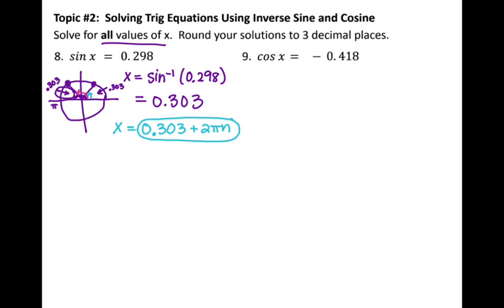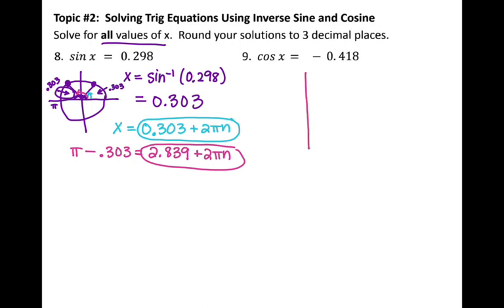So to find my pink angle measurement, I'm going to take pi minus my wedge, which is 0.303, and that to 3 decimal places is 2.839. And of course, since we want all solutions, it would be 2.839 plus 2 pi n for our second solution. All right, next one, again, I'm going to start by drawing my circle.